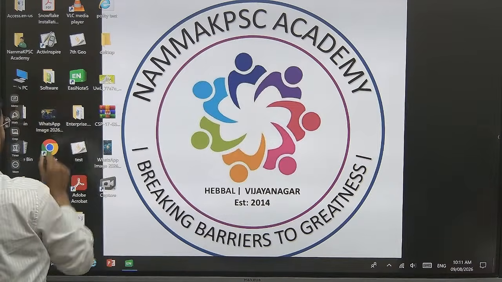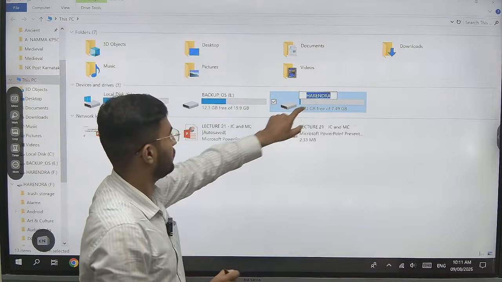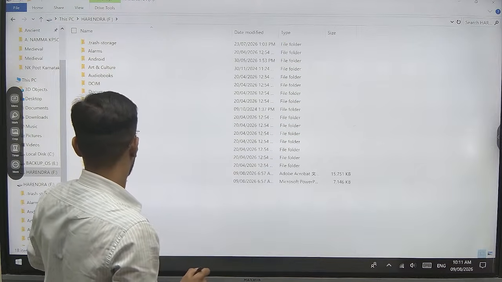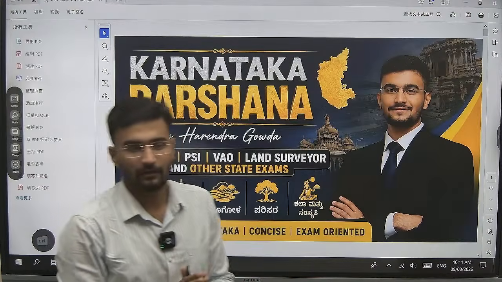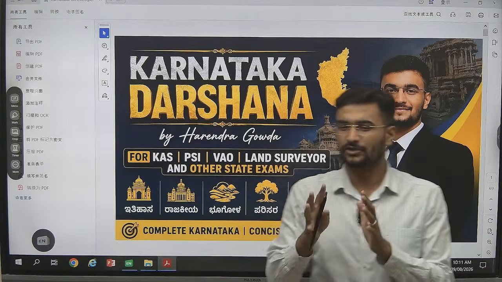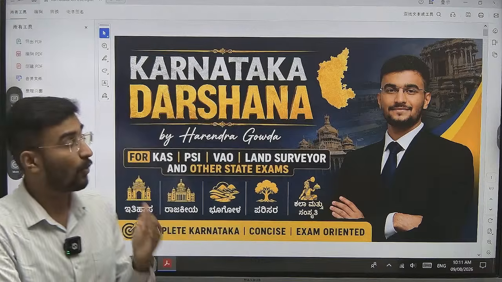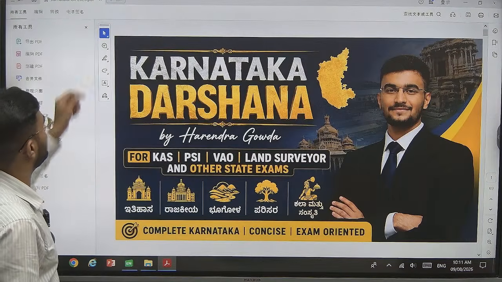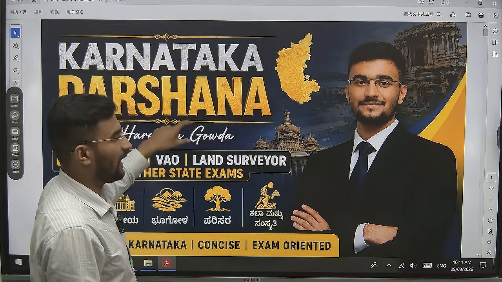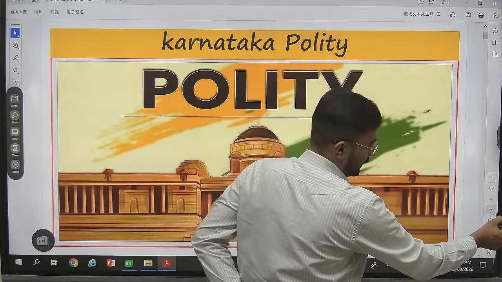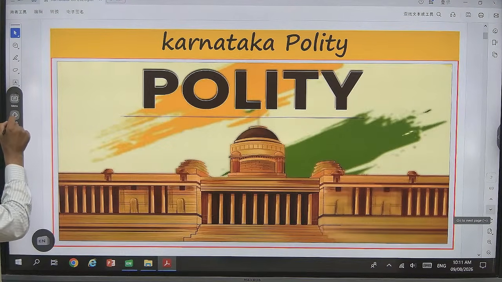First, what is polity and what all things we need to discuss here? You have read Karnataka geography and Karnataka history until now. Now even I am aware. Now what is this polity? Under this polity, what all things we need to discuss as a part of our Karnataka related polity topics? This is about our Karnataka related polity.